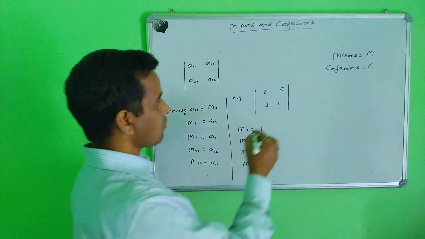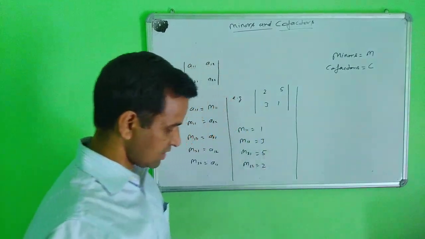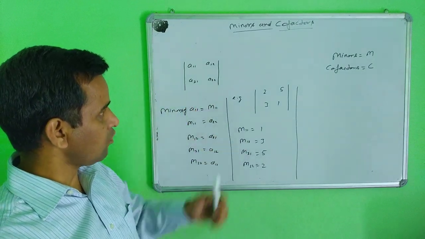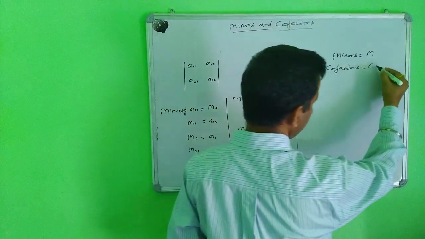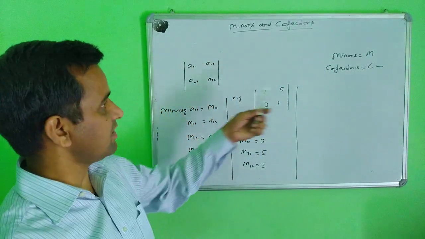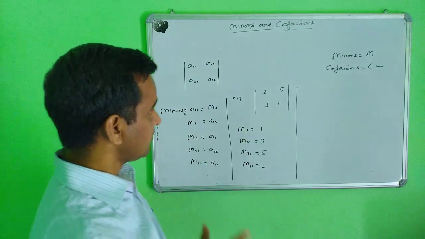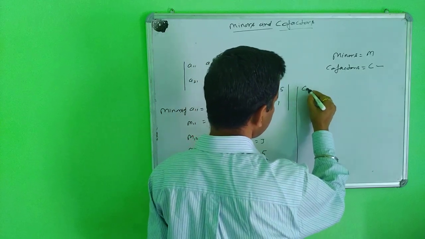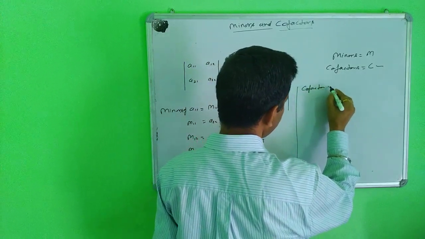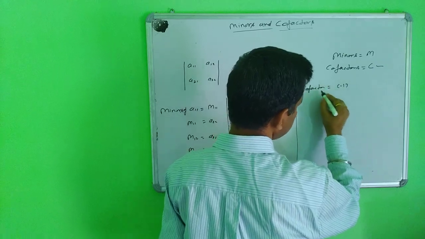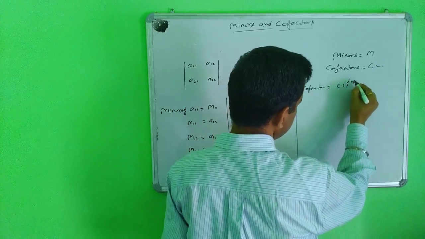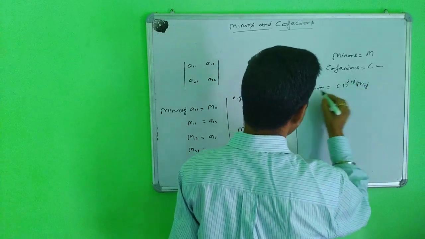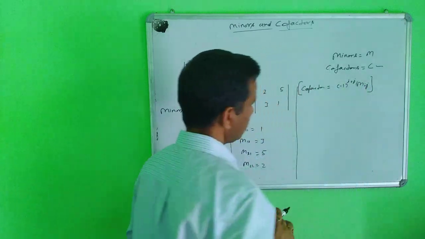Similarly, what are the cofactors? Suppose we are finding the cofactors of the same determinant. The cofactor is represented by capital C. The first thing is the formula for the cofactor: C ij equals minus 1 to the power i plus j, times the minor Mij. This is the formula of the cofactors.